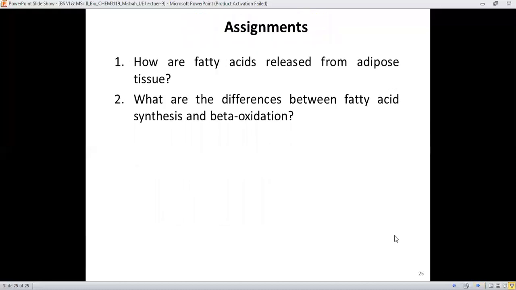This is all for today's lecture. And for assignment, you have to do: how are the fatty acids released from the adipose tissues, and what are the differences between the fatty acid synthesis and their beta oxidation.